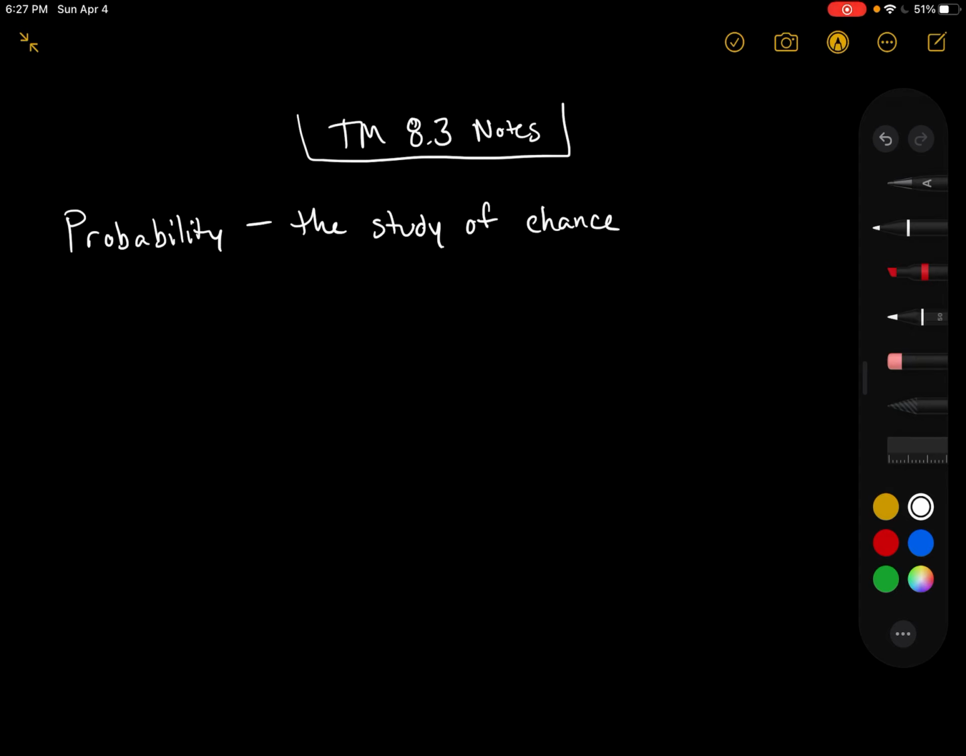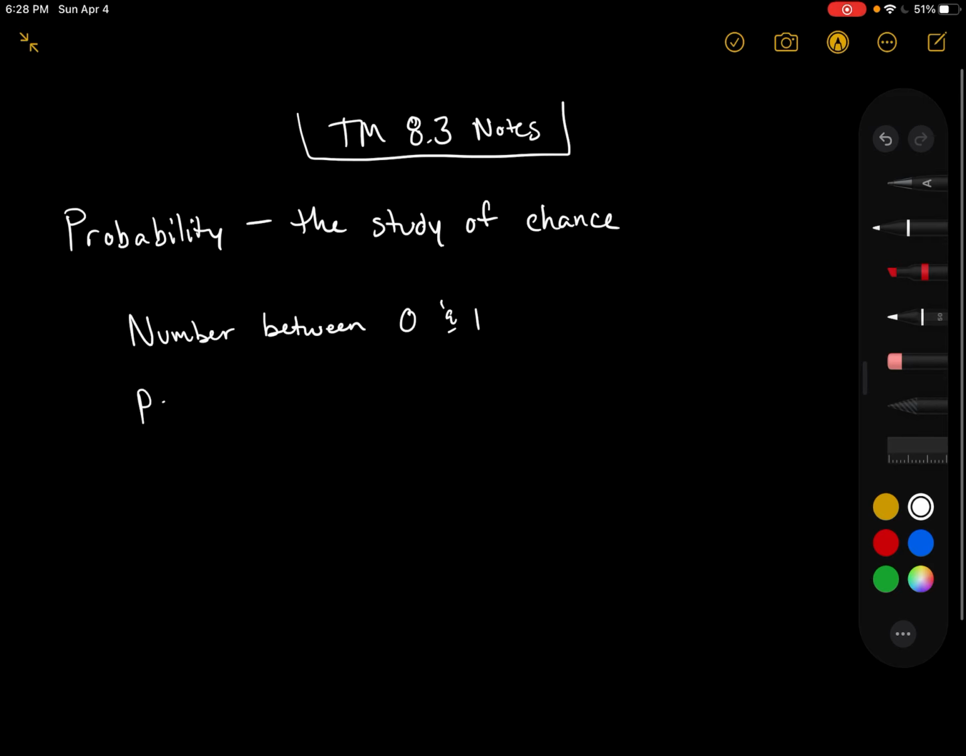Well, probability is simply the study of chance, or the study of randomness. When there is an uncertain event, we use probability to study the possible outcomes and try to predict what the outcome of that uncertain event is. To describe probability, we use a number between 0 and 1.